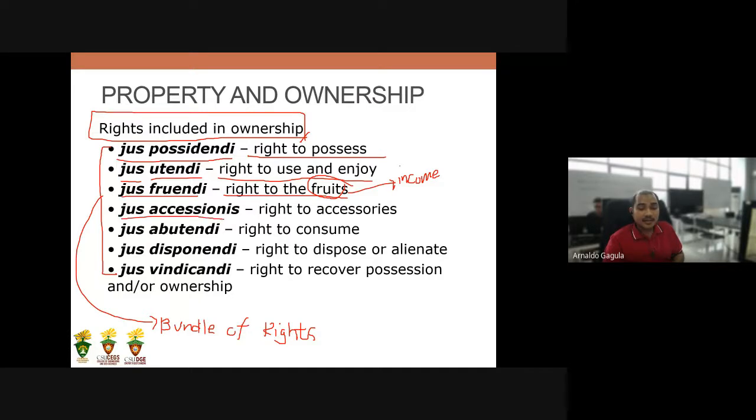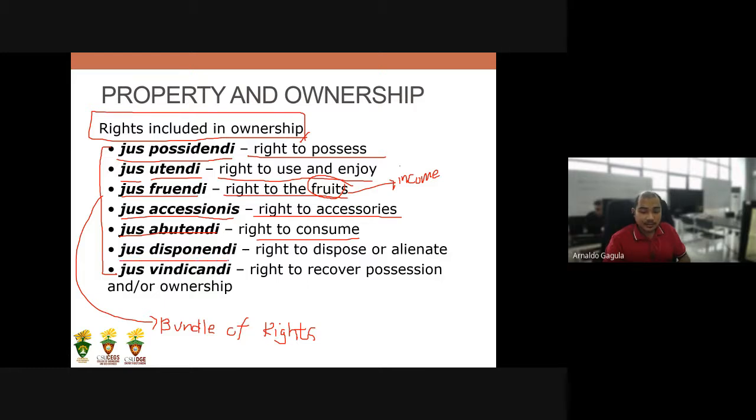Next is jus accessionis, or the right to accessories. Anything attached to the land belongs to the owner. Everything attached to the land belongs to the one named as the owner of that specific land. Jus abutendi, the right to consume, whatever is added to it.